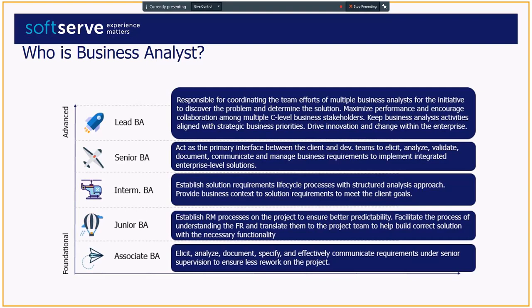And then at the very top we have a lead BA. Lead BAs are somewhat of leaders in our BA world, so they can coordinate different analysis teams. In some cases, they can act on client premises and be more involved in the company's growth as a whole.